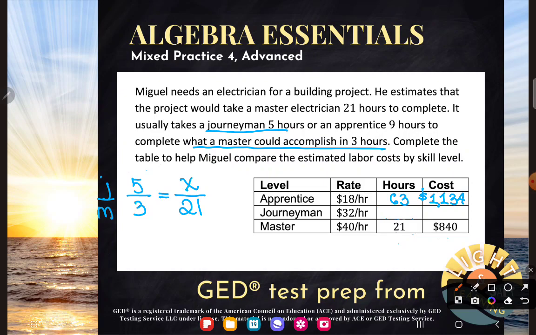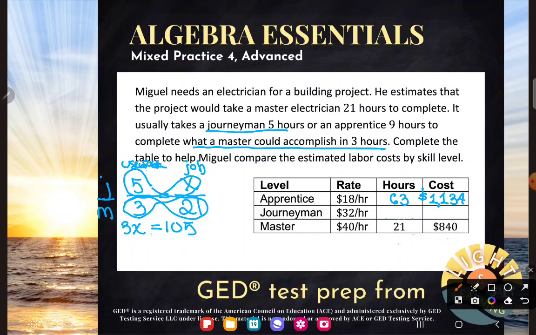So then how much time would that take a journeyman? And we can see I have that journeyman to master relationship for my usual rate together and for this particular job together. And that being said, it really doesn't matter which way you set it up, but you just have to stay consistent with your relationships and you'll get the same answer. And now I will use the fact that cross products are equivalent. So 3 times x is 3x. And 5 times 21, the other cross product, is 105. And cross products are equivalent. Don't lose your equal sign or you have no power to do anything.